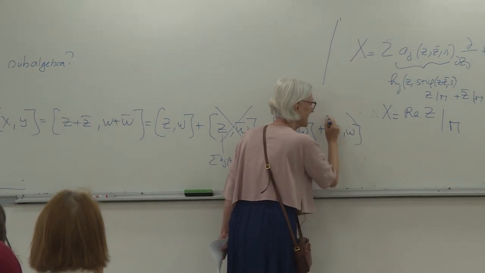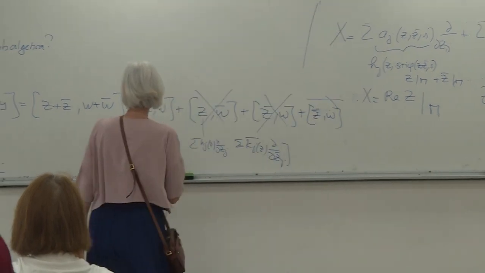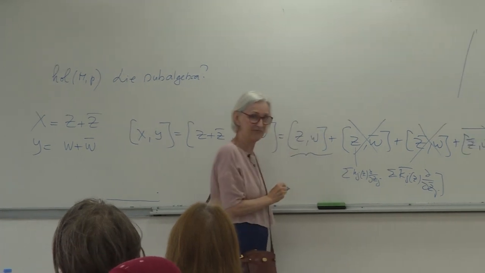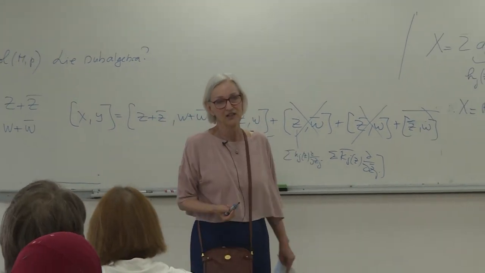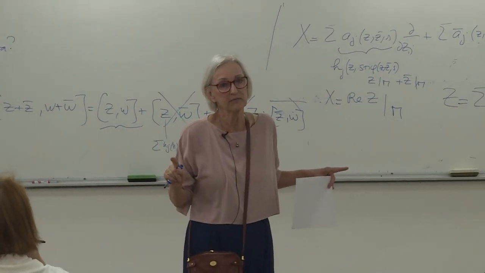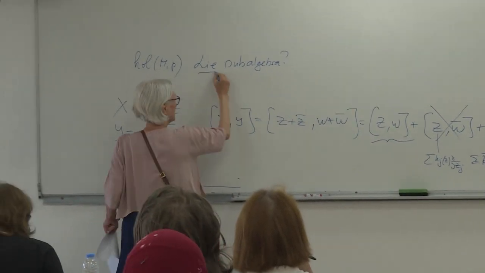Which is exactly the same as that. That means that the result is the real part of this guy. Okay, and obviously, if you bracket two holomorphic guys, it's still holomorphic. Okay. So this is a Lie subalgebra.